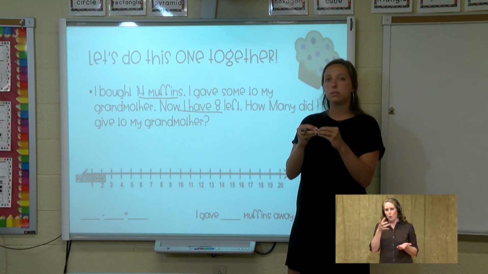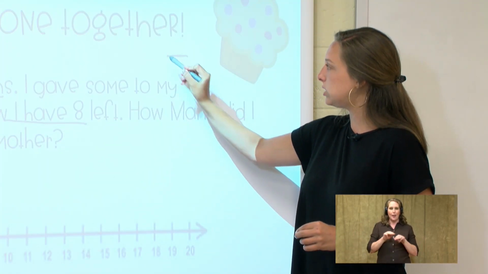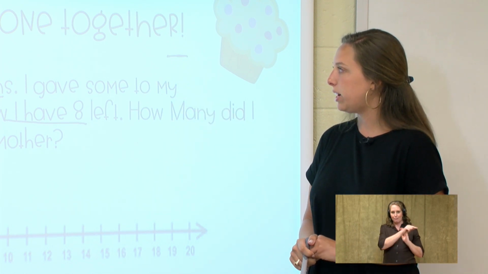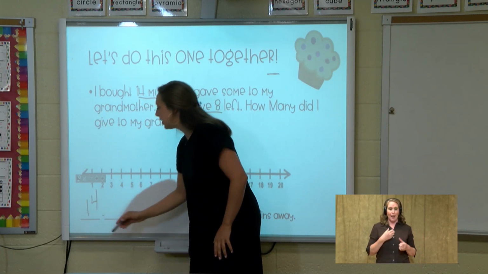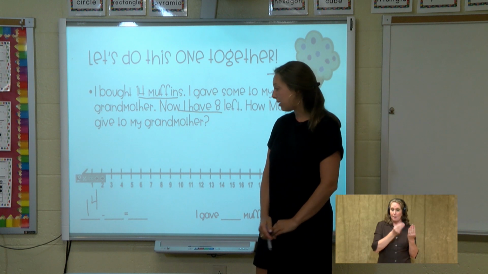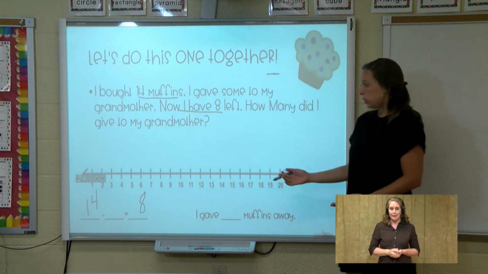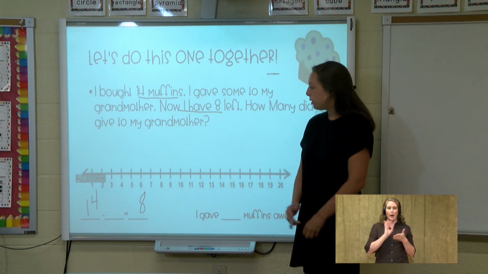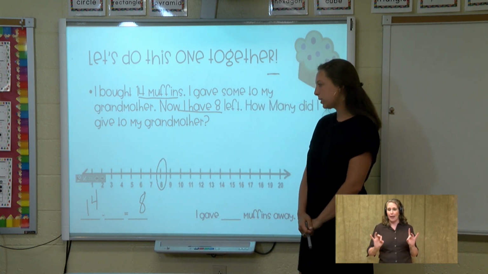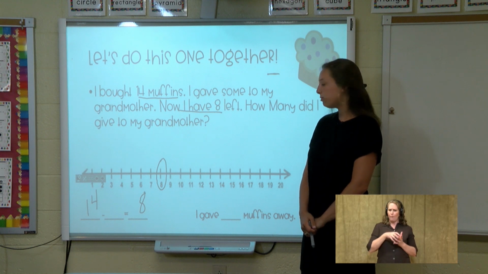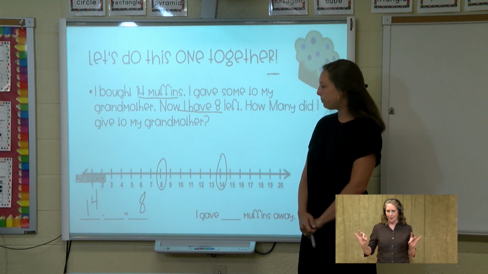So I'm not bringing 2 groups together. I'm taking away some groups. So I'm using that magical symbol, the subtraction sign, to get the difference. Okay, filling in my equation, I have 14 muffins. I gave some away. I don't know what I gave away, but I'm ending with 8. Using your number line, we're going to count up. You're going to start with the number 8 and count up to what number? How many did you start with? 14. You're going to go all the way to 14 and count up.